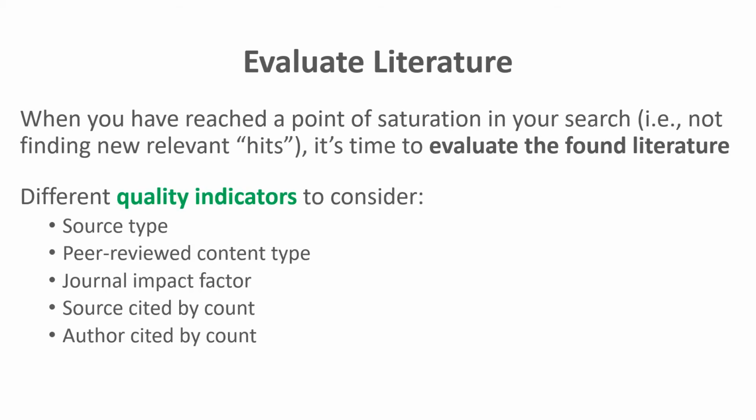And so there's different quality indicators that we can consider. I'll review 5 different quality indicators when it comes to evaluating our literature. The first is source type. Then there's peer-reviewed content type. There's journal impact factor, source cited by count, and author cited by count. So those are the 5 different indicators that we'll focus on in a little bit more detail now.